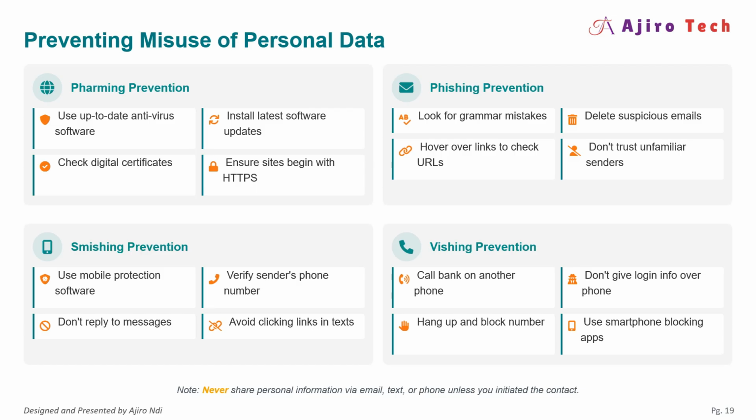Verify the sender's phone number. Very important: don't reply to messages. Avoid clicking links in text. For vishing, call numbers. Call the bank on another phone to verify. Hang up and block numbers if you suspect otherwise. Don't give login info over the phone. Why would you do that? Don't do it. Use smartphone blocking apps. Never, take note, share personal information by email, by text, or phone unless you initiated the contact. Take note. Okay.